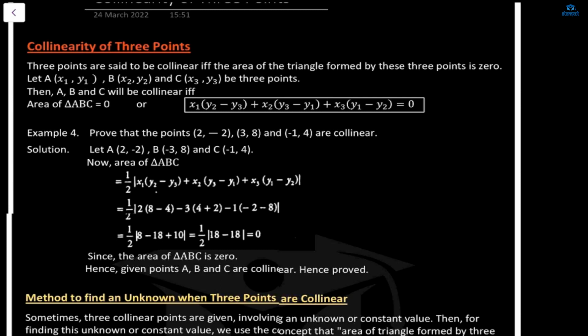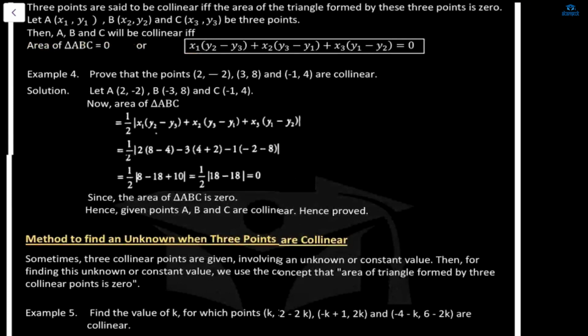Now here you can see in the distance formula, you have to find out all the 3 distances: AB, BC, AC. With the triangle formula, you can directly use one formula and take out the value. You just put in the triangle formula, and if you are getting the answer 0, then the points are collinear.